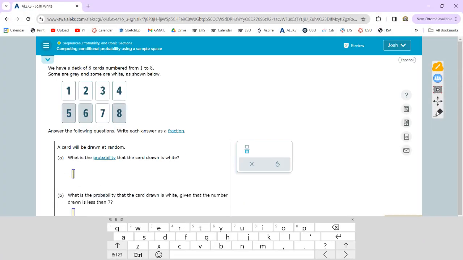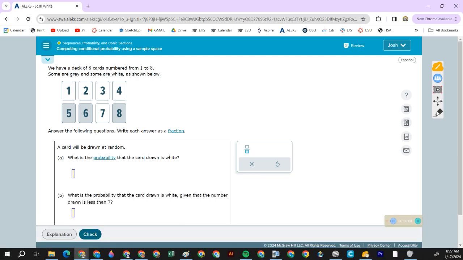Okay, this is 7.7. We have a deck of 8 cards. Some of them are white, some of them are gray. So letter A, if a card is drawn at random, what is the probability of getting a white? I don't know if you guys can see those colors, but we have 5 of them that are white, so 5 out of 8.